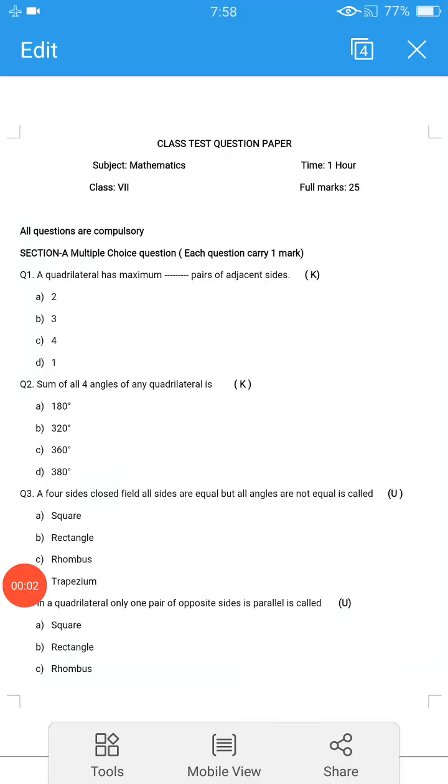Hello friends, you have already made a blueprint of a question paper. Now I am giving one example of the question paper. This question paper is from class 7, subject mathematics, full marks 25, time 1 hour. The general instruction is that all the questions are compulsory.